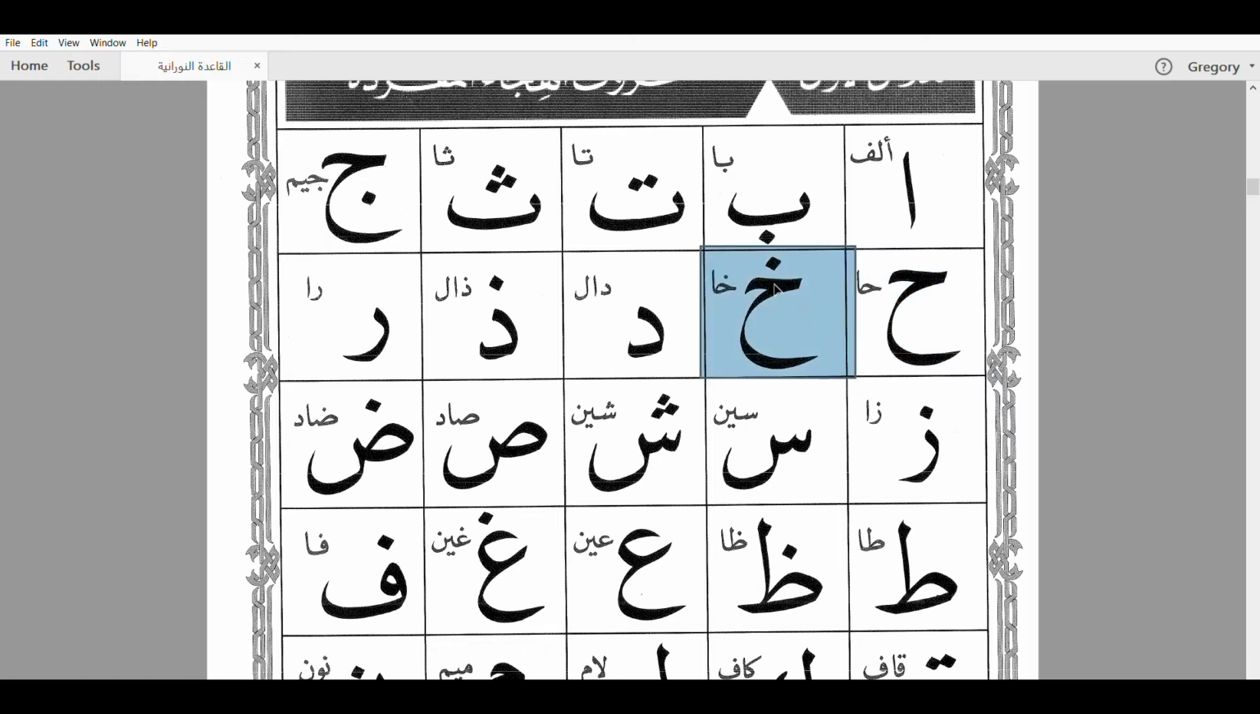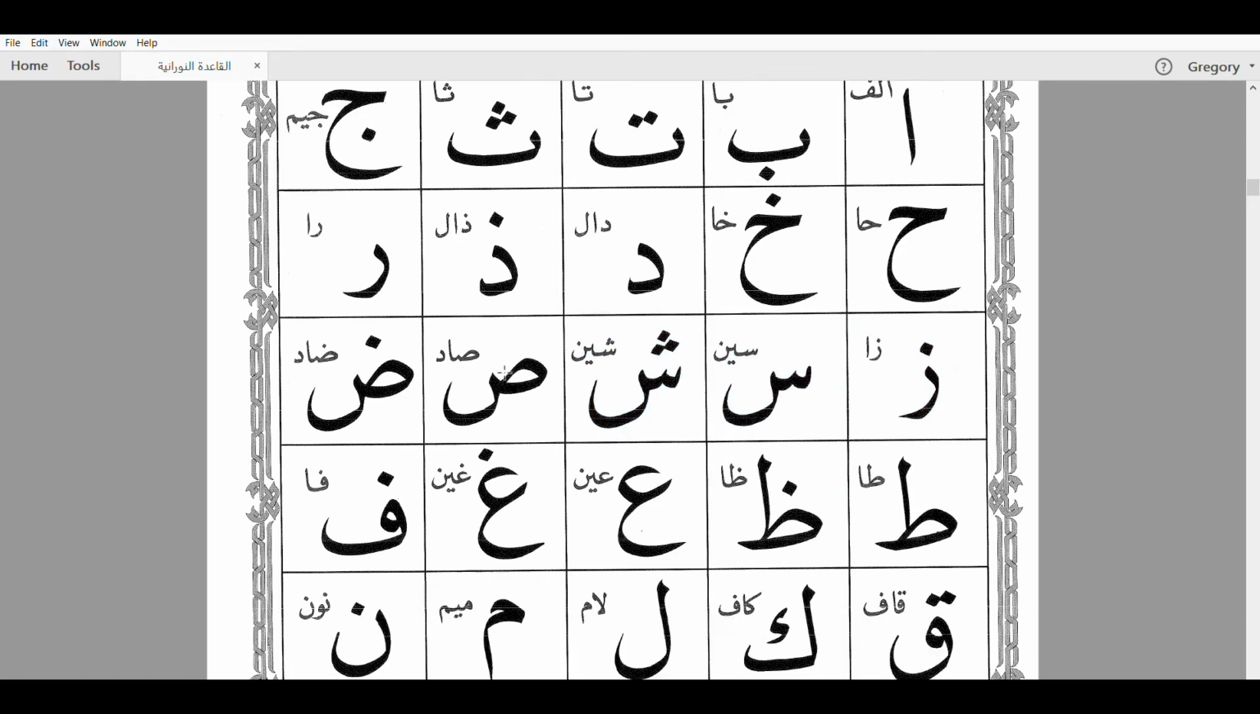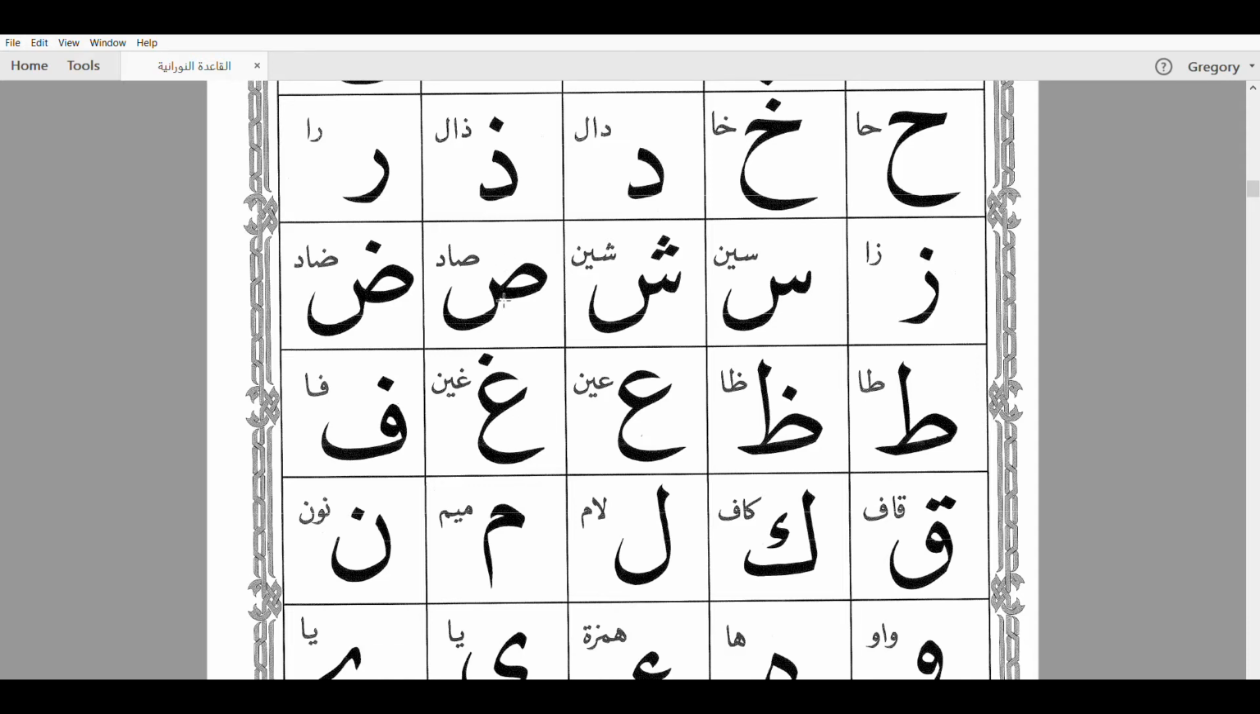And this one? Kha. Yeah. So you went from clearing your throat here, and now you have something stuck in your throat here. Okay. And these two? Dal and Dal. Ra. Yeah, it's like the Spanish R. This one? Za. Mm-hmm. Za. Seen and Sheen. This one? Sod. This one? Bod.